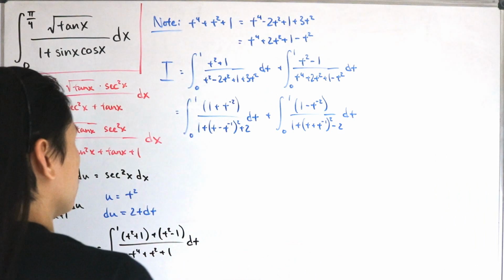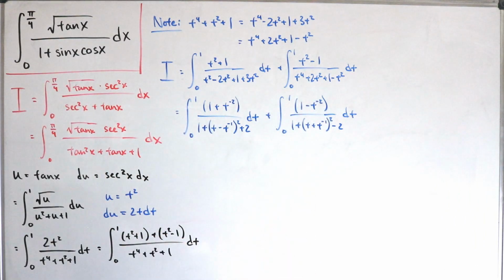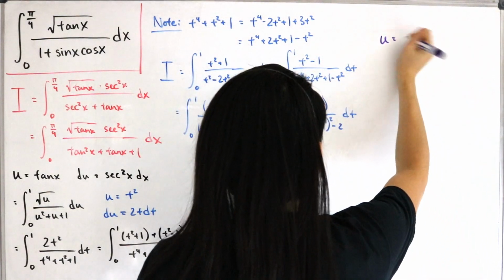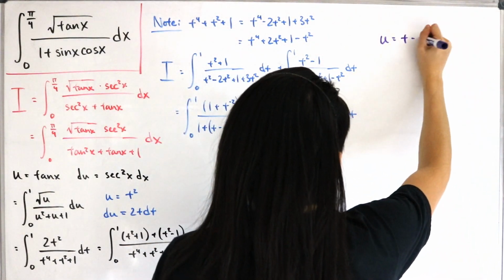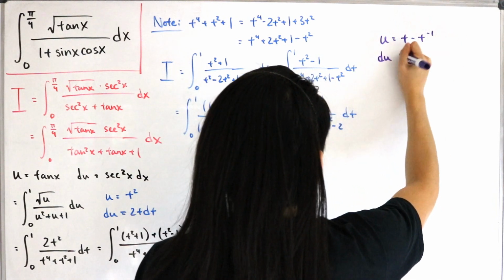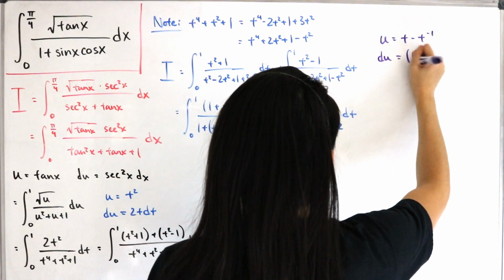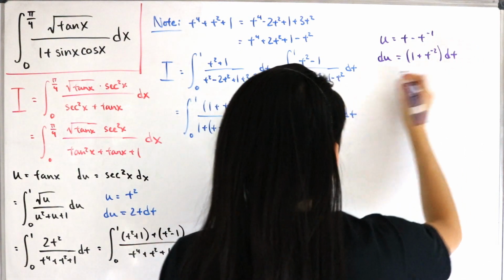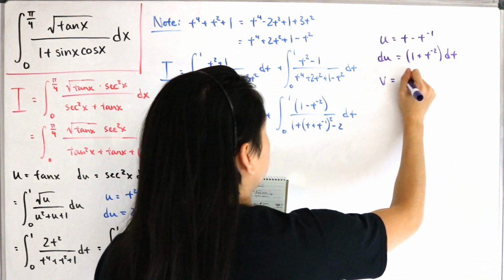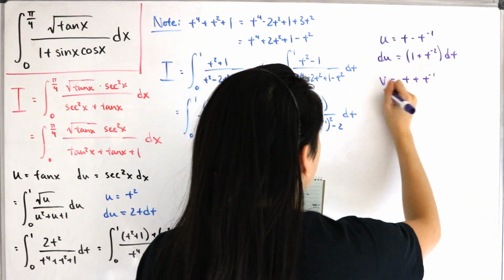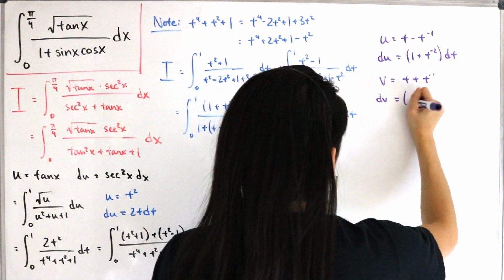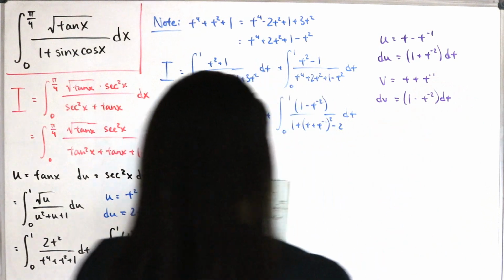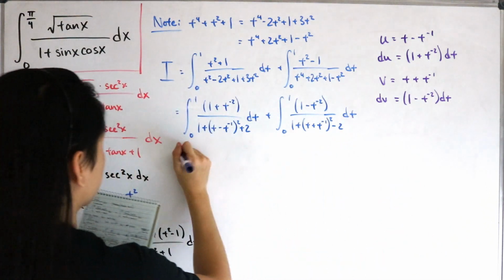So I'm going to do u and then v. u is going to associate with our first integral, and v is going to associate with our second integral. So we'll let u equal t minus t to the negative 1. Of course, differentiate, so du is just going to equal 1 plus t to the negative 2, followed by dt. Then we start off with v, so v is going to be t plus t to the negative 1. Then dv is going to equal 1 minus t to the negative 2, followed by dt.